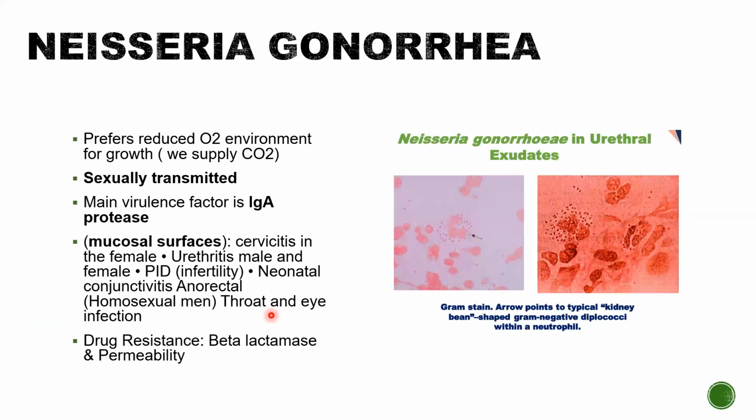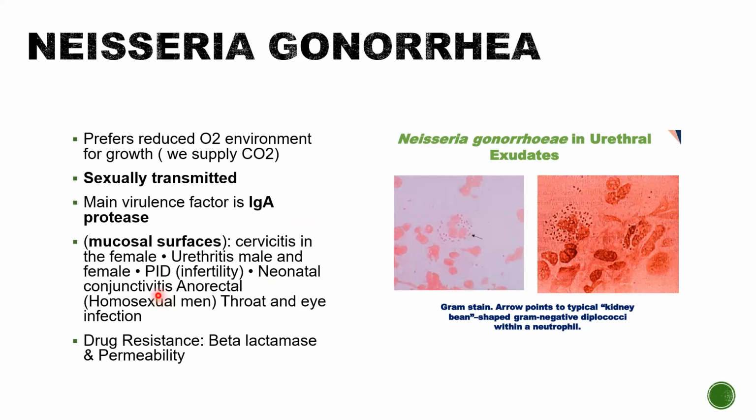Now for the second type of Neisseria, again we're talking about gram-negative cocci, which are the Neisseria in general. The second type of Neisseria is actually a sexually transmitted disease. The main virulence factor here is IgA protease. Because we have IgA protease, we're able to know that it has an adherence to mucosal surfaces. So what does this mainly cause? It causes urinary tract infections, and the genitourinary tract in general.